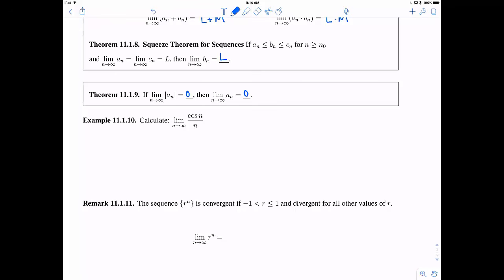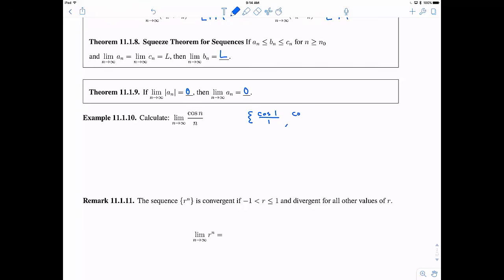let's try to do an example here. So I have this function, or you can think of it as a sequence, cosine of n over n, and I think we're going to want to apply the squeeze theorem here. So let's write out really quick what the sequence looks like. It would be cosine of 1 over 1, cosine of 2 over 2, cosine of 3 over 3. And the question is, if this goes on forever, does it actually approach something?